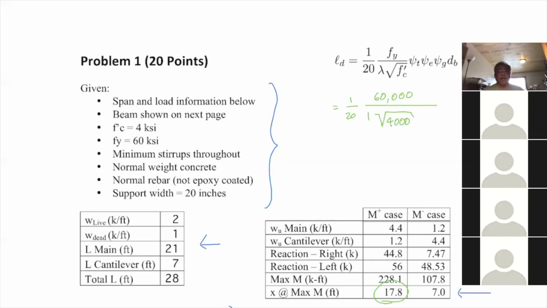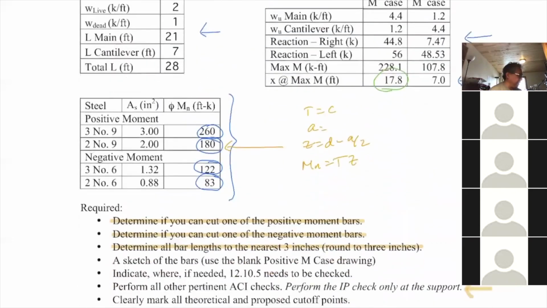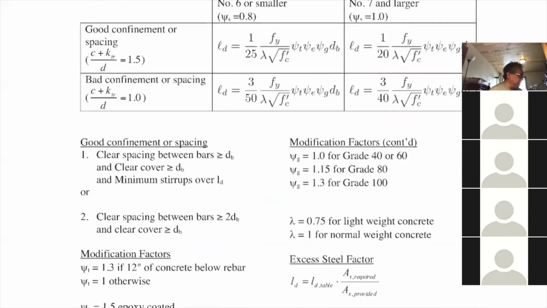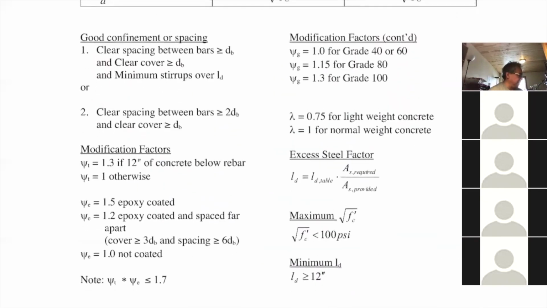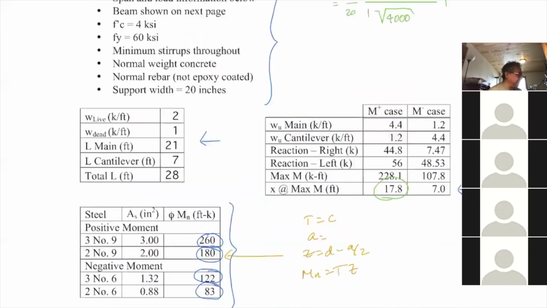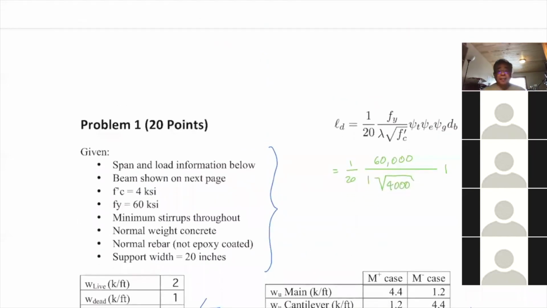Okay. Psi sub T, T stands for top bar. For the positive moment, the bars are on the bottom. Psi sub E is if it's epoxy coated, and so all these things are down here. Psi sub E, psi sub T, all that stuff. Psi sub E is if it's epoxy coated, and it specifically says not epoxy coated.